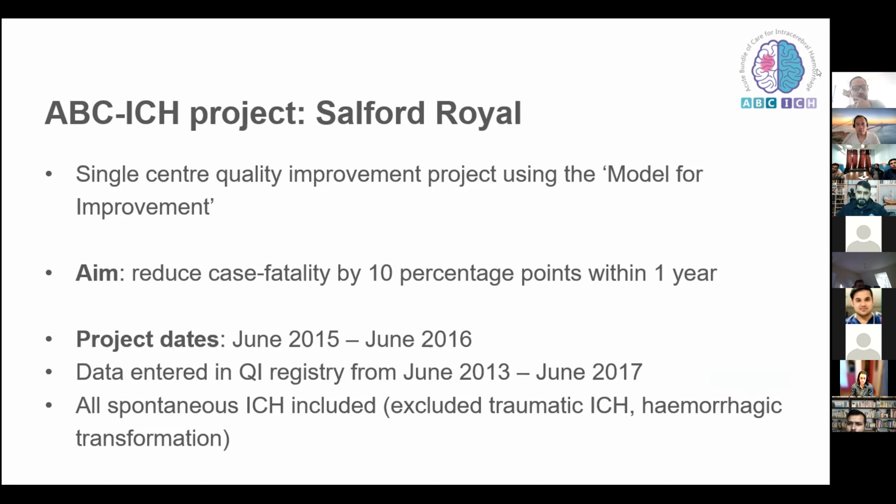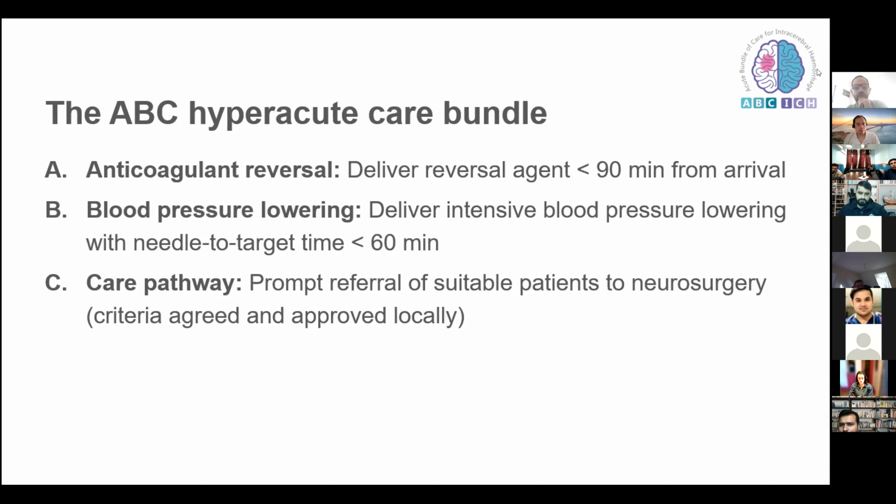The Salford protocol. What they did in Salford between 2015 and all the way to 2017 was produce a project called ABC ICH. They applied it and they measured the outcome. They said, we want to reverse anticoagulation within less than 90 minutes. We want to do blood pressure within less than 60 minutes. We want to create a pathway that is clear for us and for the ED doctors that says, this is the type of patient we want to refer to neurosurgery, and these are the patients we want to send straight up to the hyperacute stroke unit.